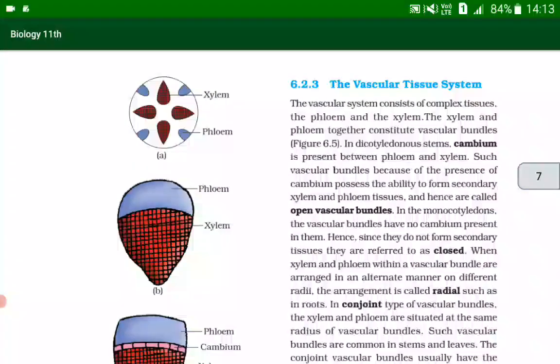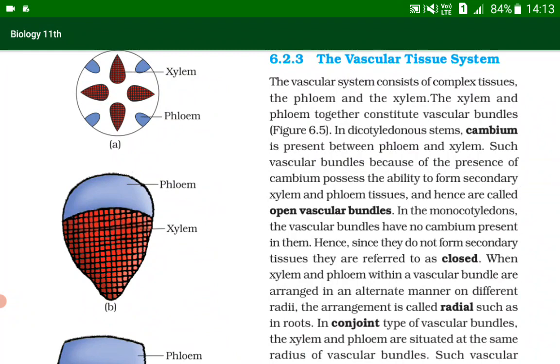6.2.3 The vascular tissue system. The vascular system consists of complex tissues, the phloem and the xylem. The xylem and the phloem together constitute vascular bundles. In dicotyledonous stems, cambium is present between the phloem and the xylem. Such vascular bundles, because of the presence of the cambium, possess the ability to form the secondary xylem and the phloem tissues and hence are called open vascular bundles.